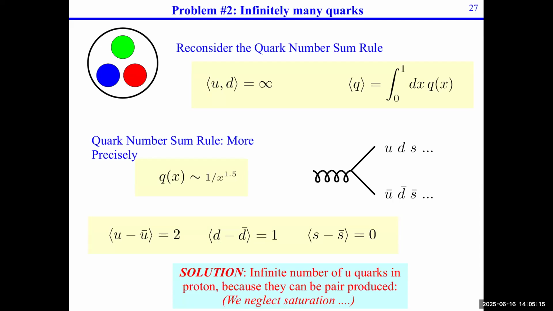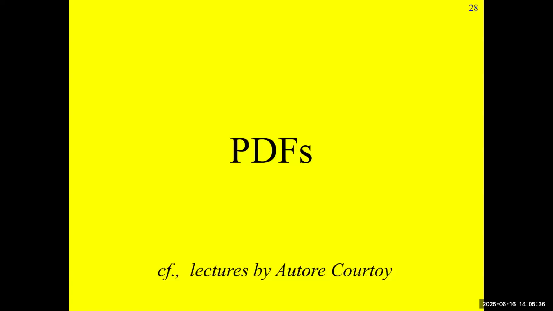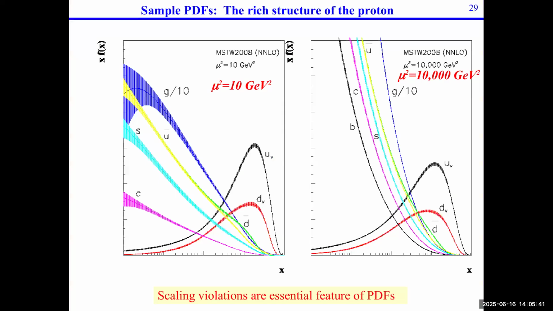And in fact, we're going to try this out on Thursday. We're going to do some Python exercises with some PDFs. You'll compute the number sum rules, and hopefully you'll verify that our PDFs satisfy those. And again, we neglect saturation. At some point, it should saturate, and something's got to happen. You've got recombination or saturation, something's going to happen. And again, Aurore Courtoy will do the PDFs tomorrow, so I just want to connect up with that.